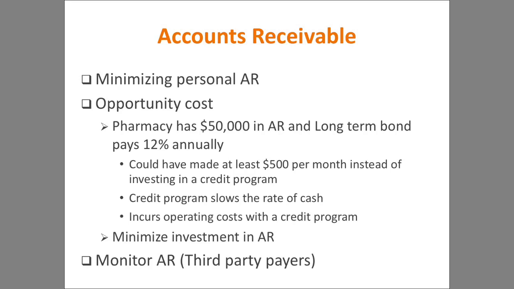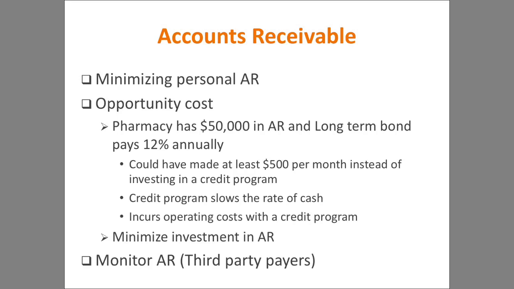Another big one, as I said earlier, is minimizing personal accounts receivable. There's an example in the chapter on improving cash flow: if a pharmacy had $50,000 in accounts receivable, that's a long-term debt they've already invested. If they would have taken that $50,000 and put it into a long-term bond that pays 12% annually, they could have made at least $500 per month instead of investing in a credit program. As I said, credit accounts receivable slows the rate of cash.